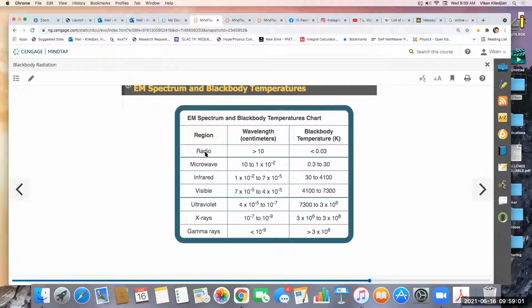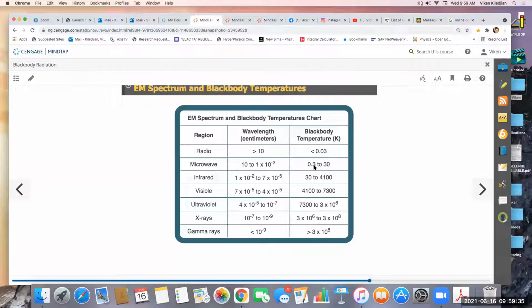So radio waves are emitted. For a body that's at 0.03 Kelvin, that means they're barely hotter than absolute zero. So what it's telling you is that objects that are very, very cool will mainly radiate in the radio spectrum. When they radiate energy, they predominantly radiate radio.